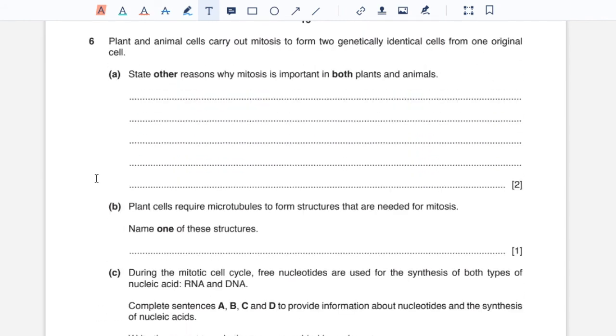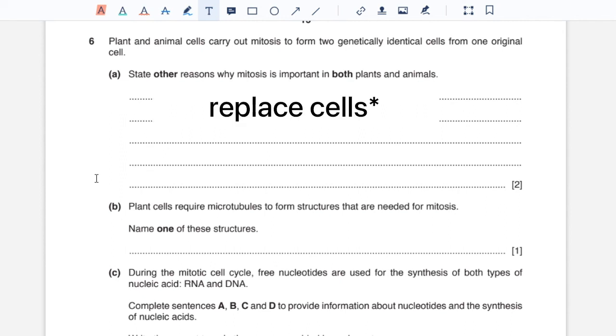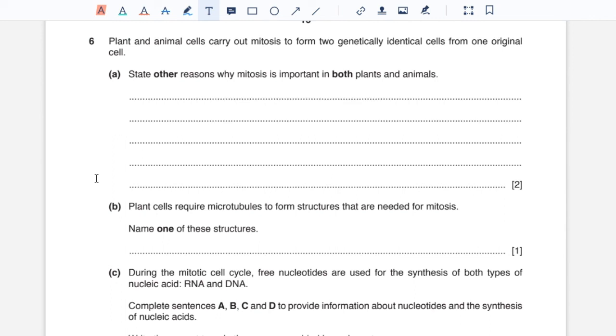6. Plant and animal cells carry out mitosis to form two genetically identical cells from one original cell. a. State the reasons why mitosis is important in both plants and animals. Plants need it for asexual reproduction, and animals and plants both need it to repair damaged tissue by replacing dead cells. Now be careful not to write repairing damaged cells in your answer, because mitosis can only produce new cells and it cannot repair any damage within the cell. However, it can replace damaged cells that are present in the tissue, and therefore it can repair damaged tissues.